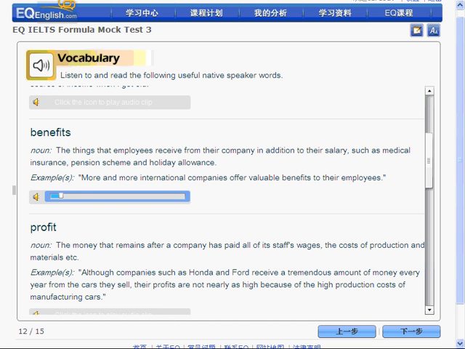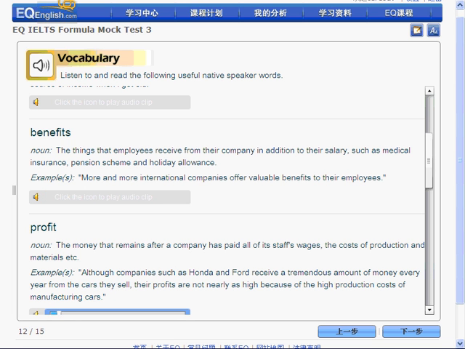Benefits. Noun. The things that employees receive from their company in addition to their salary, such as medical insurance, pension scheme and holiday allowance. More and more international companies offer valuable benefits to their employees.